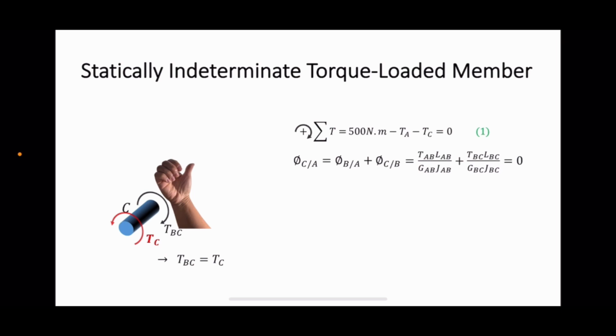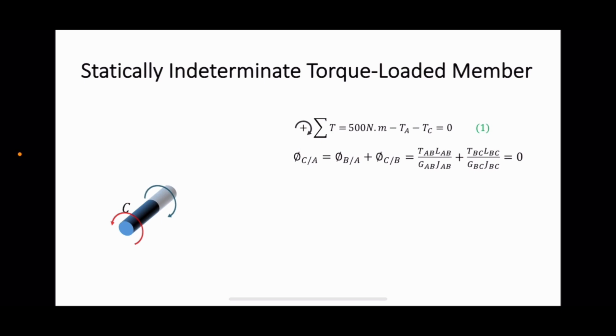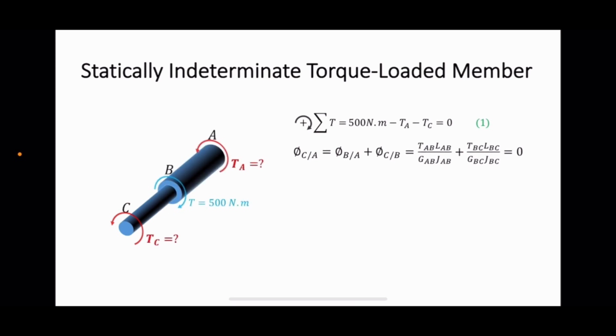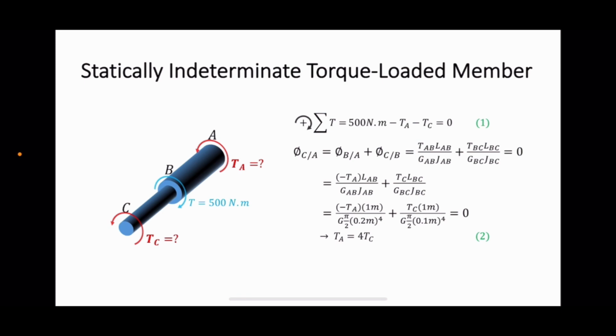Let us go back to the equation we were working on before. Now we will replace the internal torques in segments AB and BC by the two unknowns based on what we just found. Plug in the values. As you can see, another relationship between the two unknowns TA and TC has been found. Now from the two relationships, equations 1 and 2, we can easily find the two unknowns.